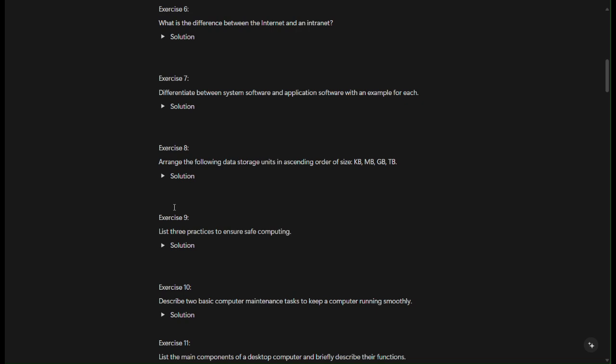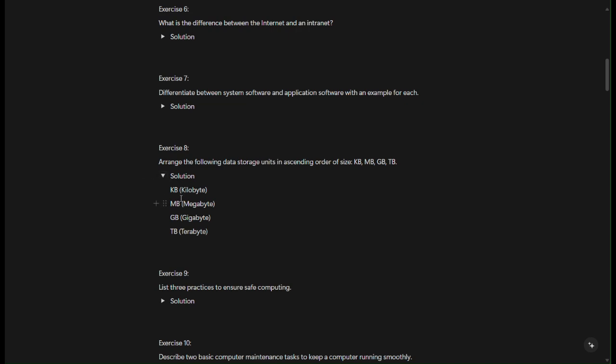In number 8, we need to arrange the following data storage units in ascending order of size. Let's start. We have the kilobyte, megabyte, gigabyte, and terabyte.